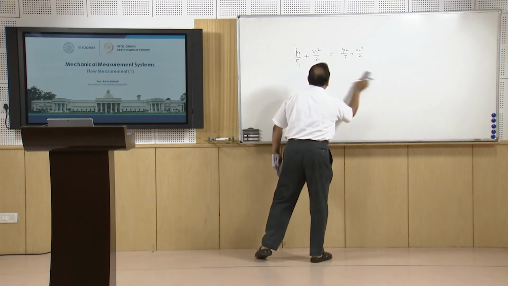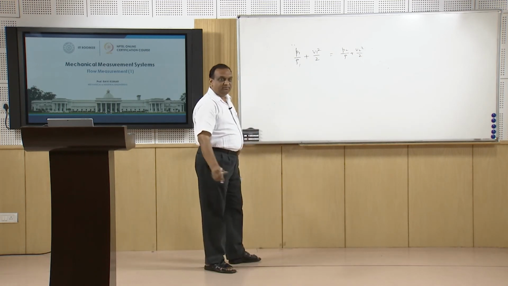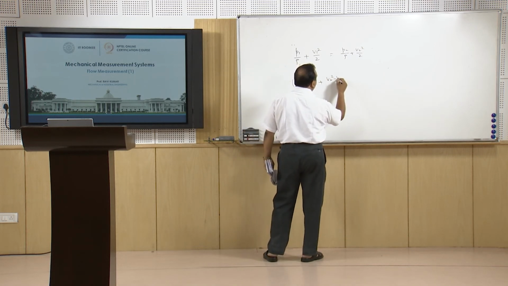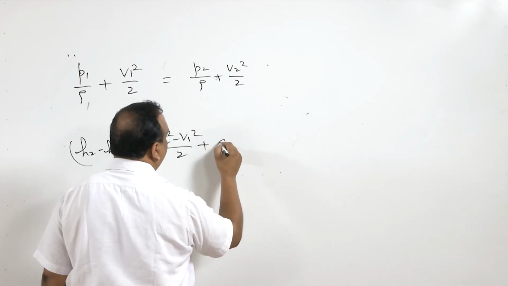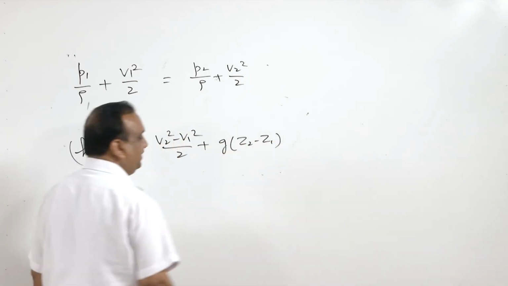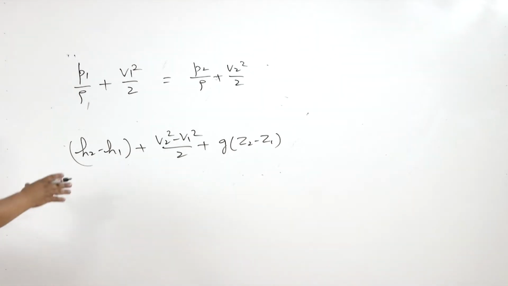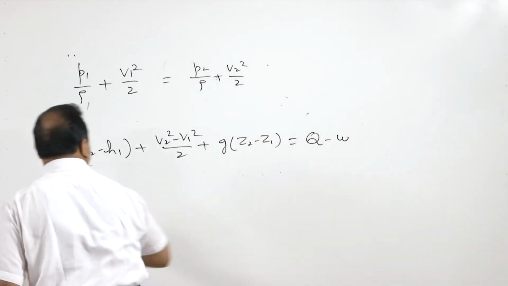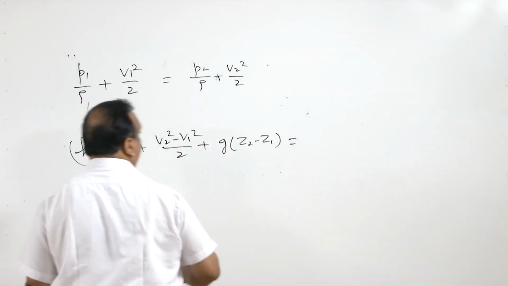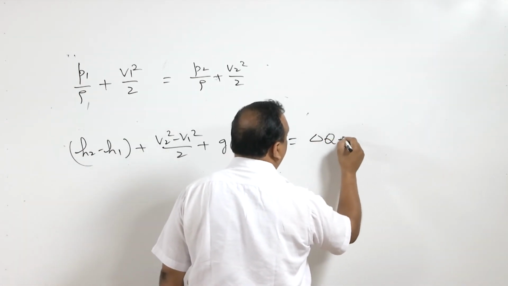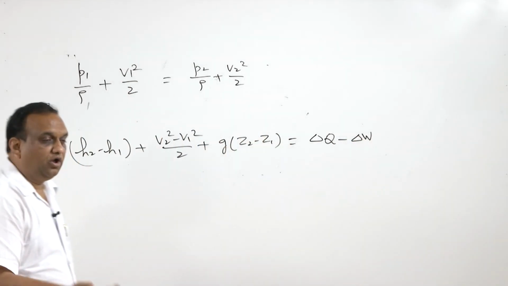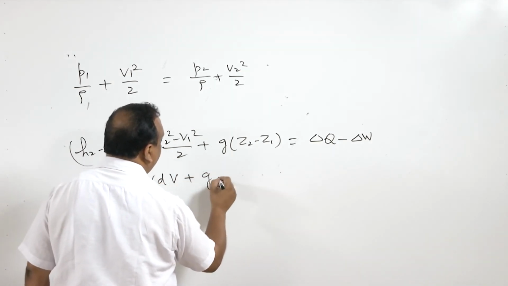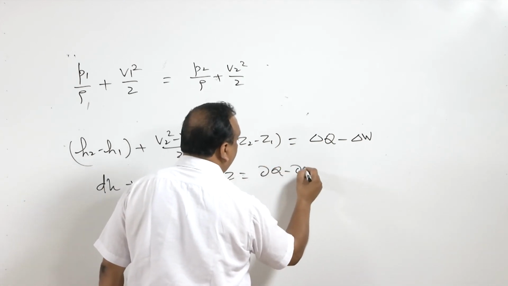Now I will write it again. The first law for open system is H2 minus H1 plus (V2 square minus V1 square) by 2 plus g (Z2 minus Z1). Right? Now this is the first law for open system, and this is equal to Q minus W, or delta Q minus delta W. Or if you want to write in differential form, then dH plus V dV plus g dZ is equal to del Q minus del W.